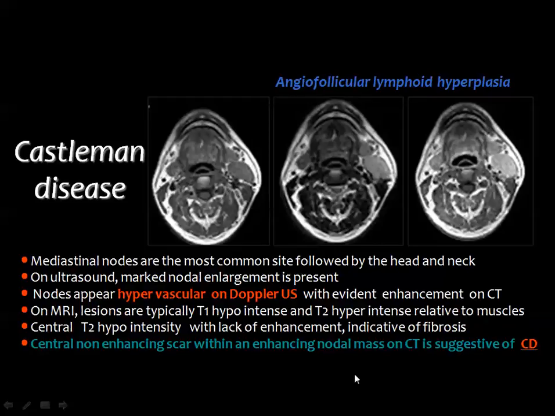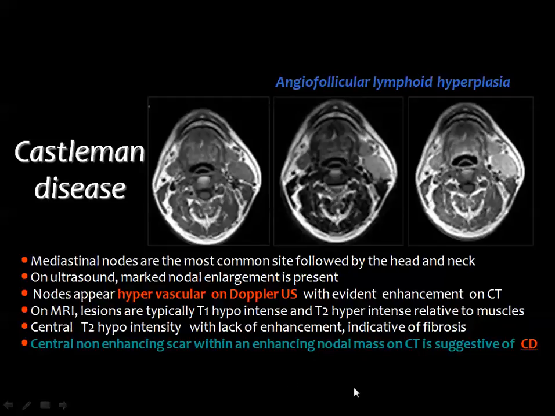And it is stated in the literature that the presence of a central non-enhancing scar within an enhancing lymph node mass on CT may suggest the possibility of Castleman disease. But you have seen that a lot of lymph nodes will show enlargement and homogeneous texture, like sarcoid and Castleman disease, infectious mononucleosis, Kawasaki disease.